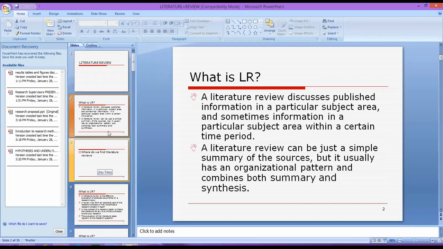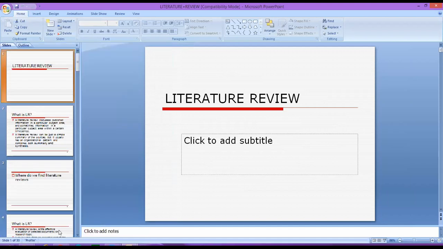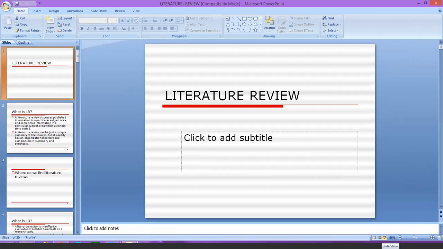What is literature review? Okay, all right. So yes, then, all right. So then now I just have to use this format. I want to use the slideshow so that you're able to see everything.